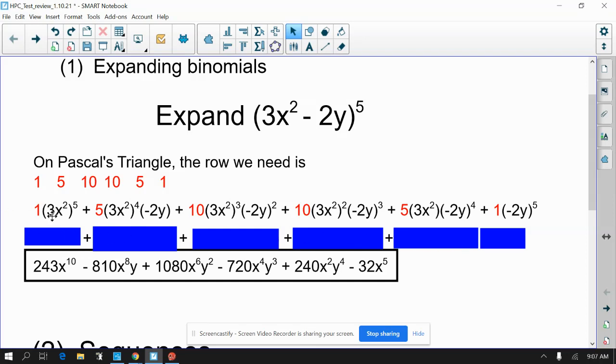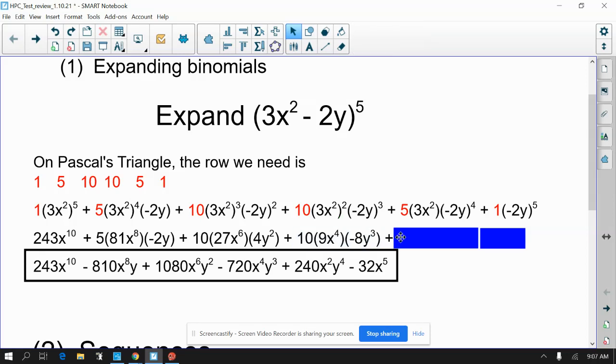This first one, 3 to the 5th and x squared to the 5th, gives you 243 times x to the 10th. Here, I'm going to do exponents first. You have to. So 3 to the 4th is 81, and it's just 5 times 81 times negative 2, which gives you negative 810. And this one, 3 to the 3rd, negative 2 to the 2nd. So 3 to the 3rd is 27. Negative 2 squared is positive 4. So you've got 10 times 27 times 4, which is this. And then on and on you go.